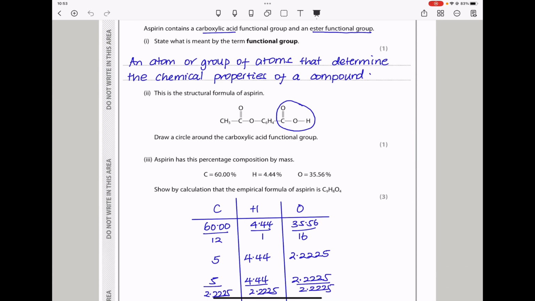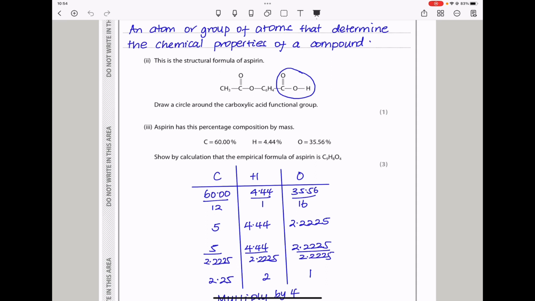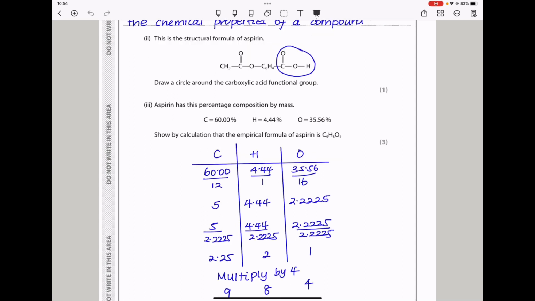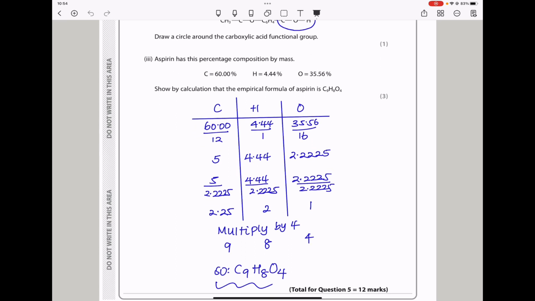Then next they say, this is the structural formula of aspirin, which we can see here. They say draw a circle around the carboxylic acid functional group. The carboxylic acid functional group has a carbon-oxygen double bond, and then on the other side it has oxygen and hydrogen, so this is that functional group. Next they say, aspirin has this percentage composition by mass, 60% carbon, 4.44% hydrogen, and 35.56% oxygen.